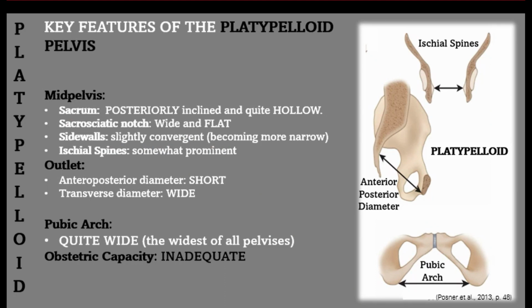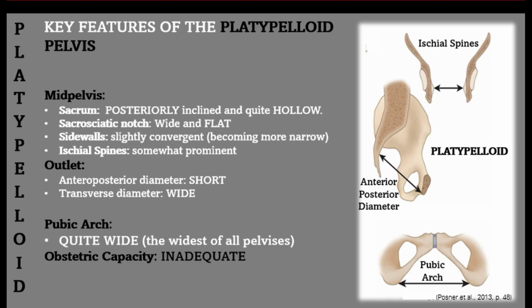The mid-pelvis diameters: the AP is shortened, the transverse is wide, posterior sagittal diameter is shortened, and the anterior sagittal is also short. The sacrum is posteriorly inclined and hollow. The sacrosciatic notch is wide and flat with an acute angle between the ischial spines and the sacrum. The sidewalls are slightly convergent, becoming more narrow. The ischial spines are somewhat prominent, but because there's such a wide transverse diameter throughout this pelvis, the prominence of the ischial spines really has no effect.